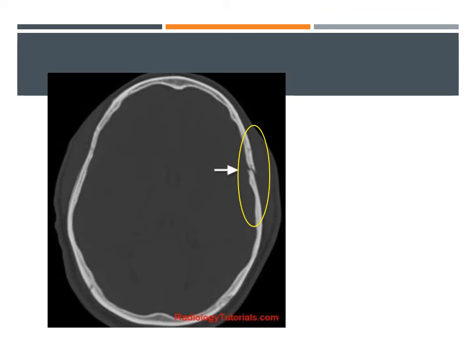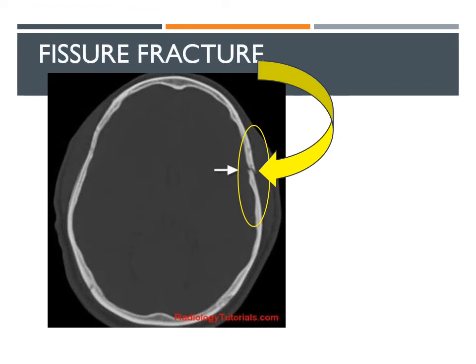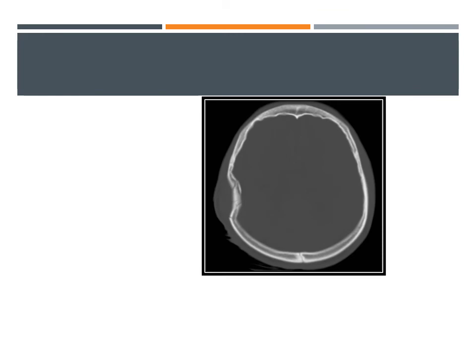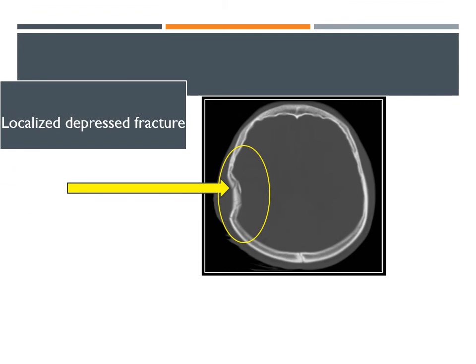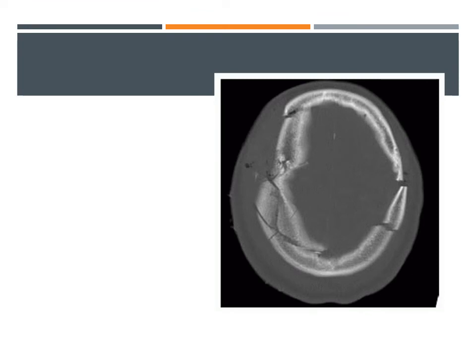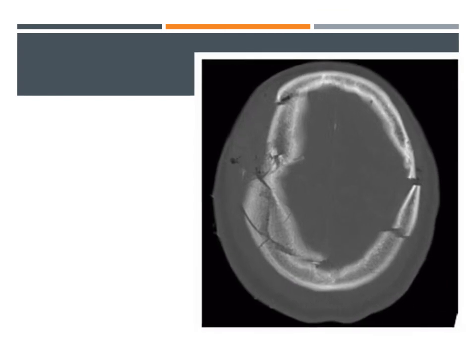Like this. This is a CT scan showing what? Showing only fissure fractures, no other signs, only fissure fracture in the skull. Also, this is a CT scan showing what? Showing a fracture. What is the type of this fracture? It is localized depressed fracture. Yes. And this CT scan showing what? Showing depressed comminuted fracture.